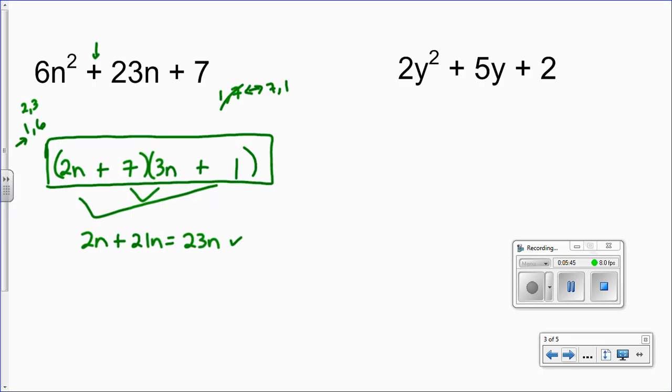Okay, next one. When it's a prime number like 2 or 7 or 3, then it's not quite so hard because you just have two options really to try.